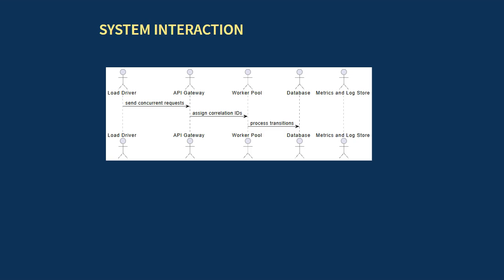This diagram outlines the interaction among the load driver, API gateway, and worker pool. The load driver sends concurrent requests while the API gateway assigns correlation IDs, ensuring that each request can be traced through the logs effectively. What would happen if the API gateway failed to assign correlation IDs? That would make it impossible to trace logs back to a specific request, complicating debugging efforts significantly.